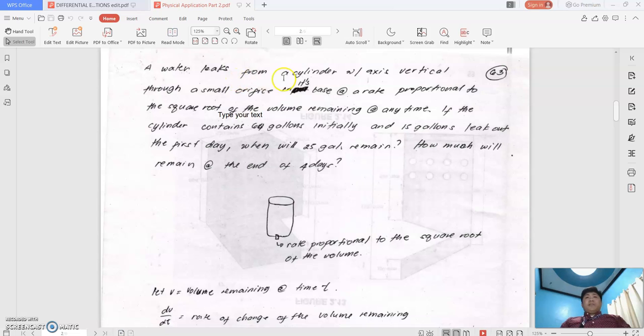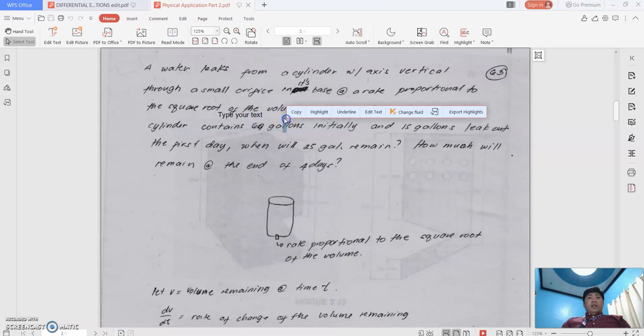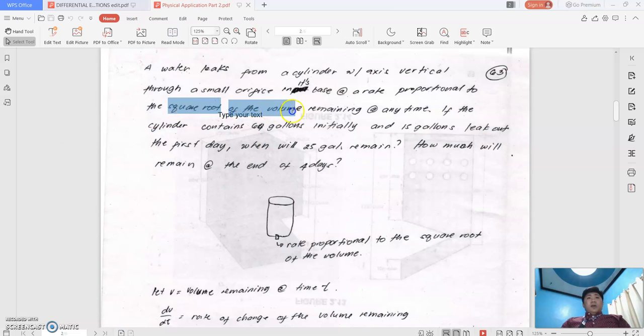A water leaks from a cylinder with a vertical axis through a small orifice. A small orifice is a small outlet, because the water passes through it only in a small amount, like a jug. The water leaks through a small orifice in its base at a rate proportional to the square root of the volume remaining at any time.